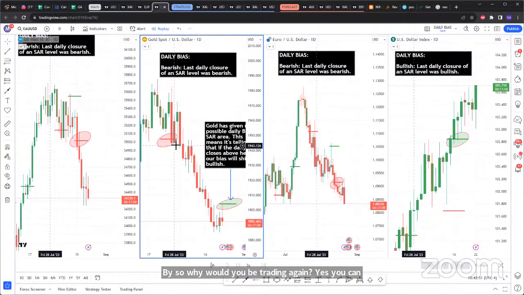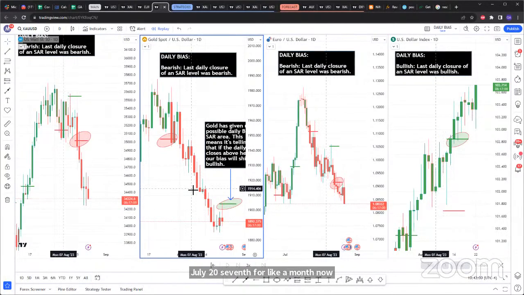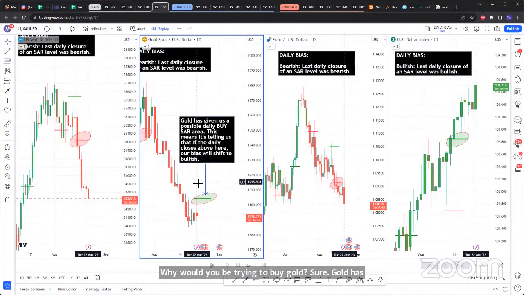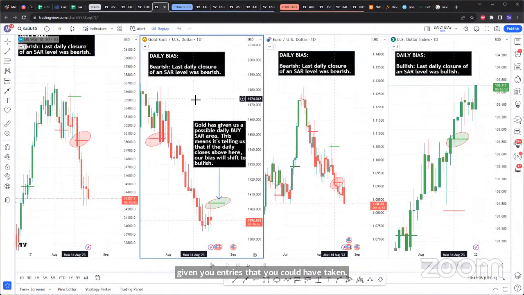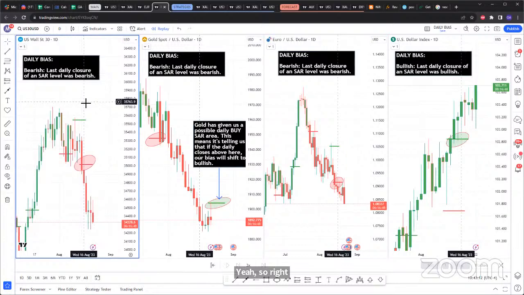Same thing with gold. Gold has been selling since Thursday, July 27th, for like a month now. Why would you be trying to buy gold? Sure, gold has given you entries that you could have taken, but it's all a game of probabilities. Not that you can't. Because keep in mind, here's the other thing.